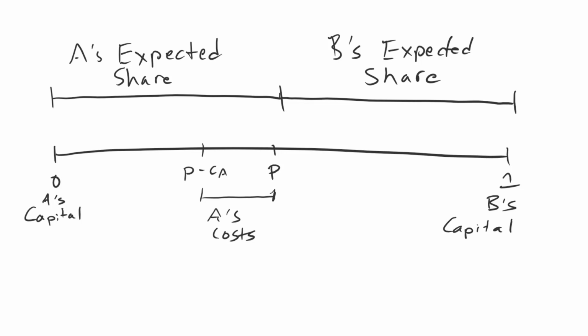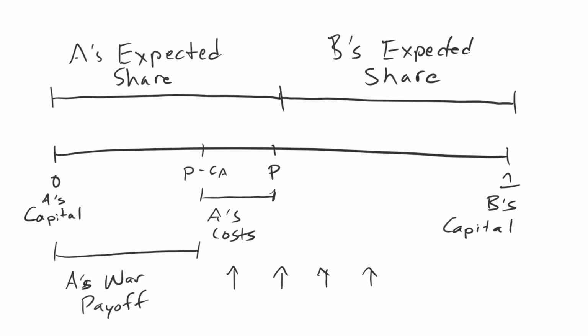Well, think about what that means. Everything to the left of P minus CA is A's war payoff. What that then means is that any settlement to the right of P minus CA is a settlement that A prefers to war. We can do the same thing for B, and this is the single part of this illustration that sometimes confuses students. Let's think about the value CB. I'm going to draw it right here.